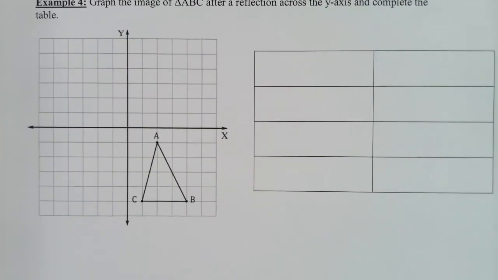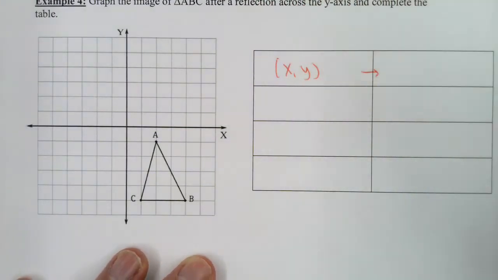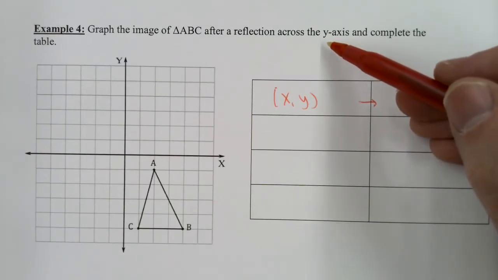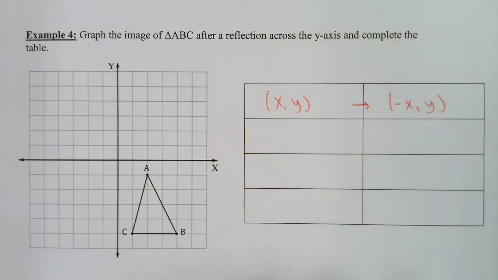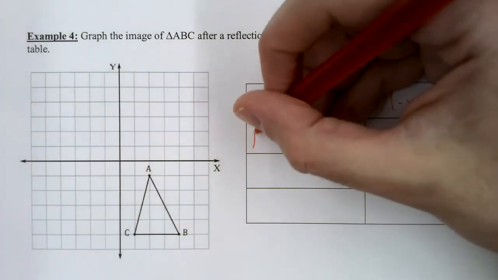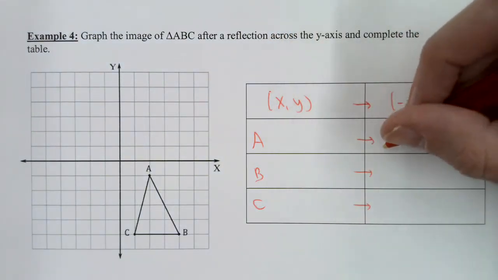Example 4, we have the same pre-image, and now I want you reflected across the y-axis. So let's make the table first. XY maps onto, when you reflect across the y-axis, it means you change the sign of the x. So XY maps onto opposite x comma y. That is the rule. So let's make the table in alphabetical order, A, B, C. Always go in alphabetical order, just so it's easier for me if you hand in the paper.